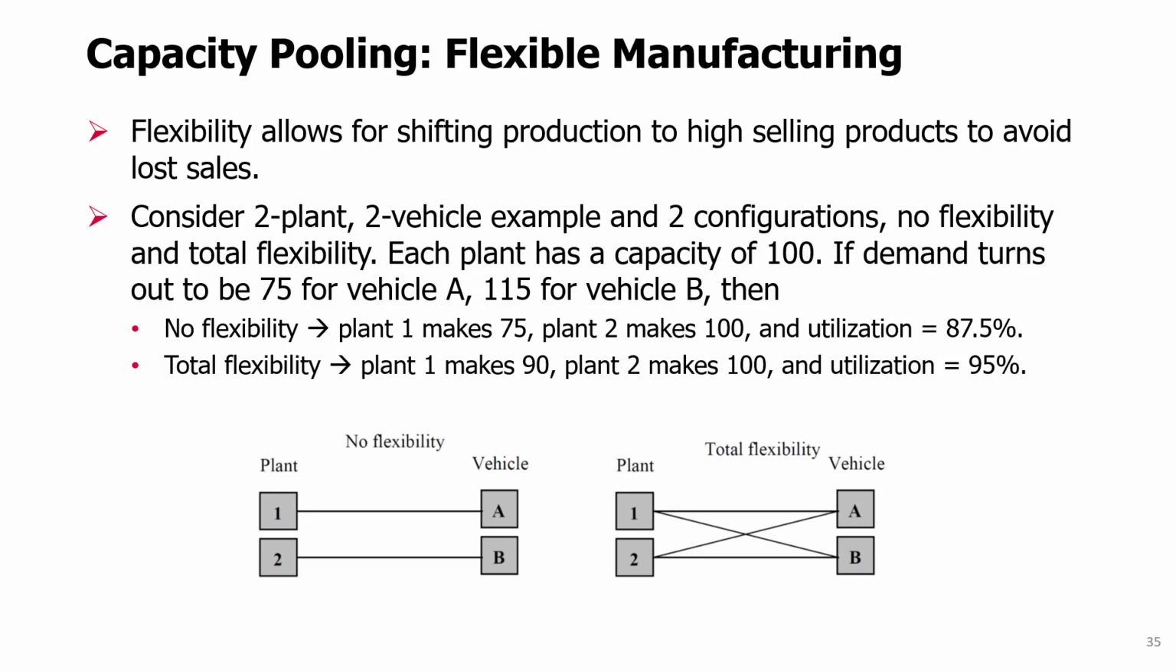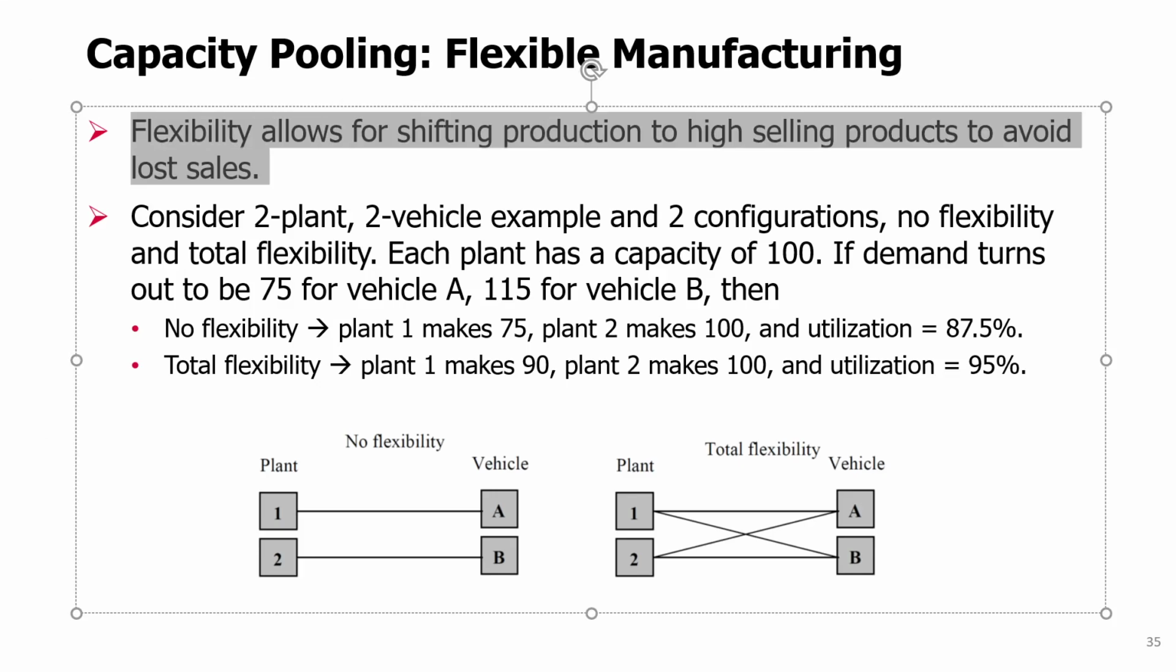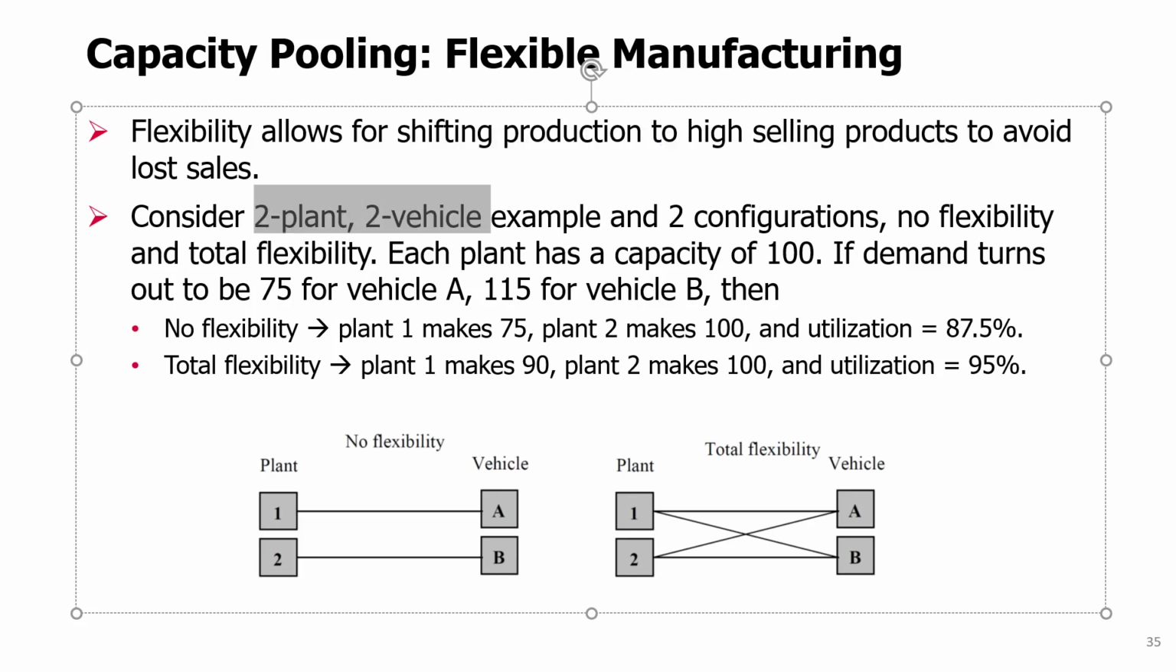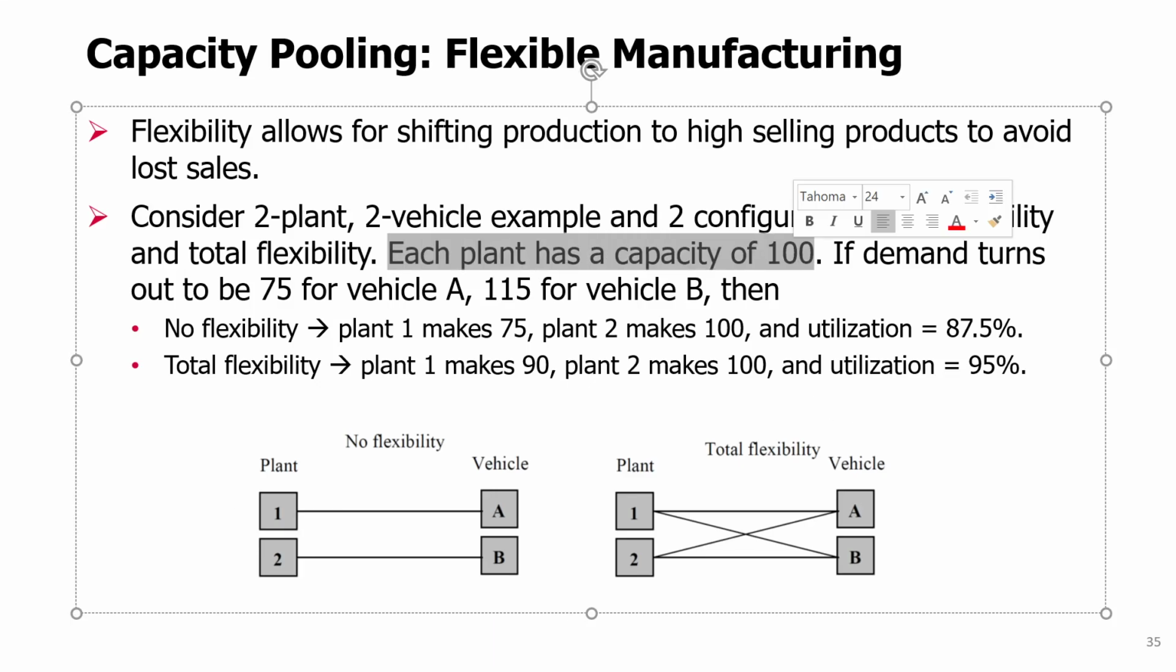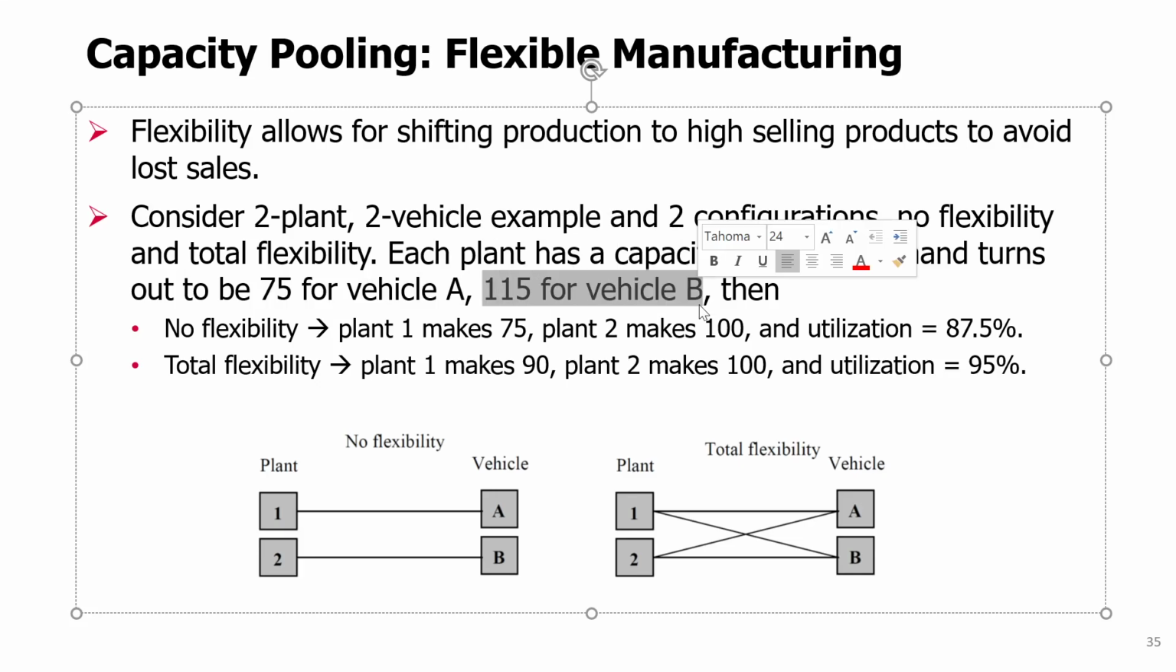So the key advantage of flexible manufacturing is that flexibility allows for shifting production to high-selling products to avoid lost sales. So if you consider a smaller example of just two plants and two vehicles, there are two configurations that you see here in this picture. One has no flexibility and the other has total flexibility. With no flexibility, plant 1 can produce only vehicle A, plant 2 only vehicle B. With total flexibility, both plants can produce both vehicles. So imagine that each plant has, again, capacity of 100, and let's say demand turns out to be 75 for A and 115 for B.